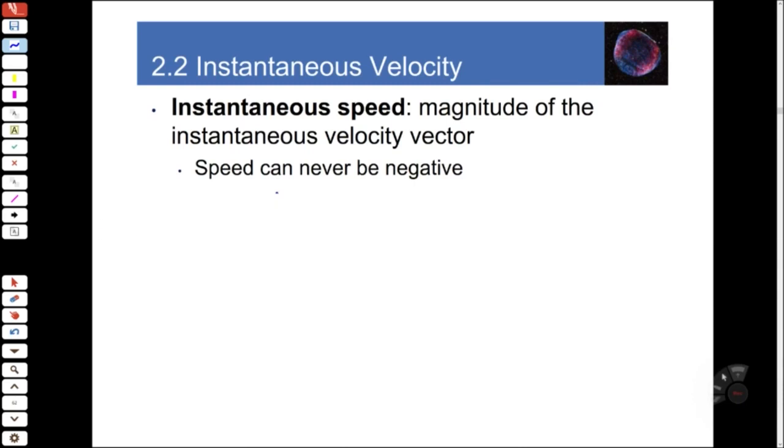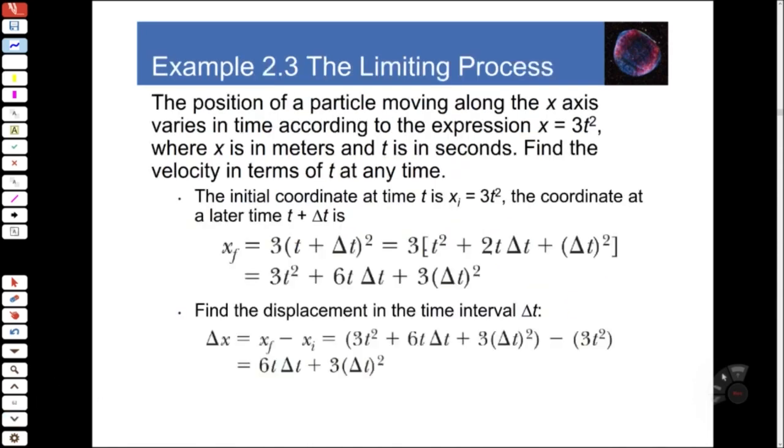Of course, you can also define instantaneous speed, which is a scalar quantity, and that is the magnitude of the instantaneous velocity vector. So if you write the instantaneous speed as Vs, then it is the magnitude of the instantaneous velocity vector. Okay, so it is always positive. Speed can never be negative, but v itself can be positive or negative depending on whether it is moving forward or moving backward. So this is an example.